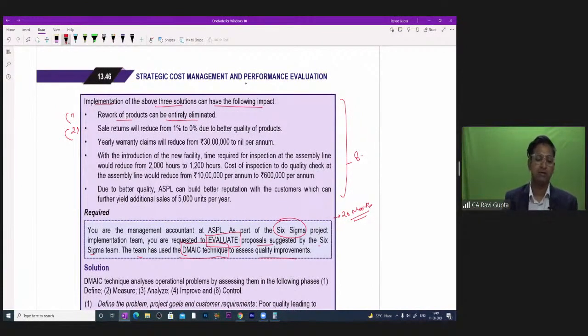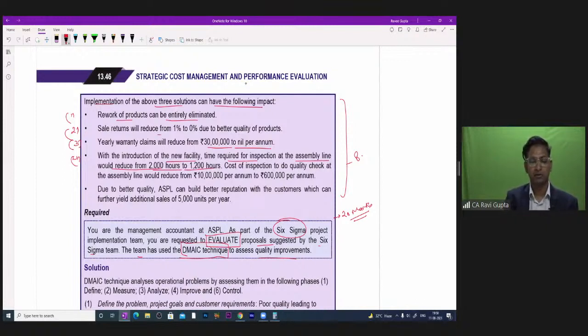Third is yearly warranty claims. Yearly warranty claims will reduce from 30 lakhs to nil per annum. And fourth one is, with the introduction of the new facility, time required for inspection at the assembly line would reduce from 2,000 hours to 1,200 hours.